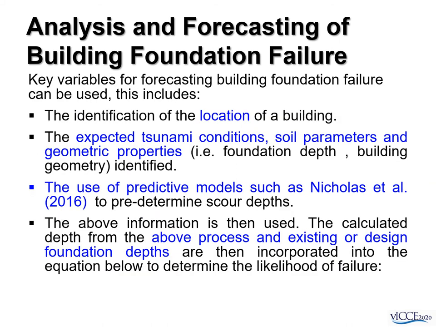Key variables for forecasting building foundation failure can be used. This includes the identification of the location of a building, the expected tsunami conditions, soil parameters, and geometric properties, i.e., the foundation depth and building geometry, using a predictive model such as Nicholas et al. to predetermine scour depth. The above information is then used: the calculated depth from the above process and the existing or design foundation depths are then incorporated into the equation below to determine the likelihood of failure.